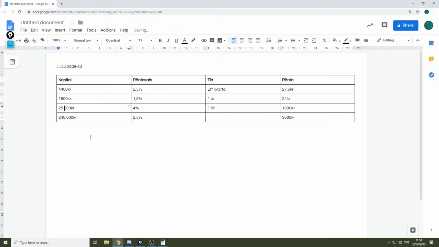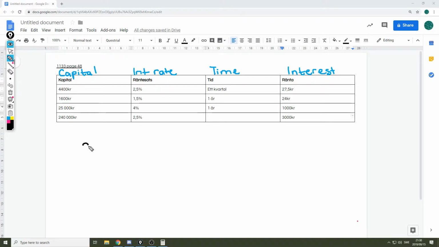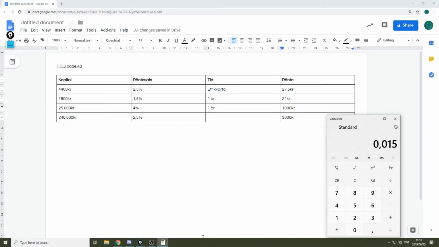And our very last one here, I have 240,000 Swedish crowns at an interest rate of 2.5%, and they told me that the interest at the end was 3,000 crowns. So I've got 2.5% of 240,000, and it's supposed to give me 3,000 Swedish crowns, but I'm not sure that's going to happen. Let's see what happens here. So 2.5% of 240,000 Swedish crowns gives me 6,000 crowns.